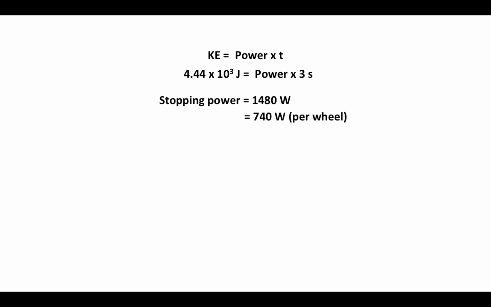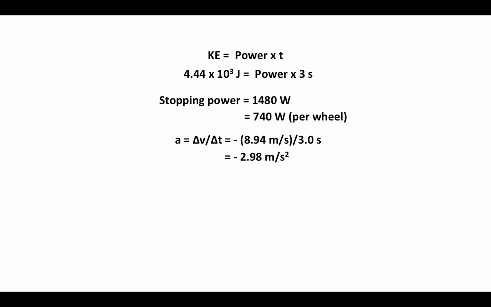Kinetic energy is power times time. There's my kinetic energy. Power times, I'm going to stop the bike in 3 seconds. My stopping power is 1480 watts. Now, for the time being, let's assume that that is distributed equally between the two wheels, which gives us 740 watts per wheel. My acceleration is the change in velocity divided by the change in time, and I'm going from 20 miles an hour, which is 8.94 meters per second, to 0 in 3 seconds, which gives me a rate of deceleration of minus 2.98 meters per second squared.